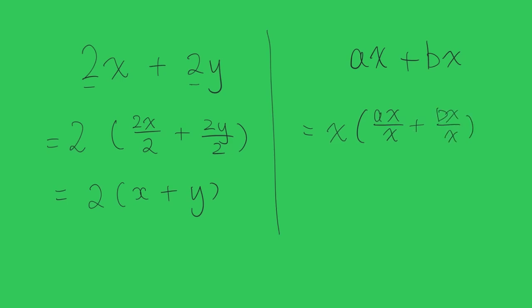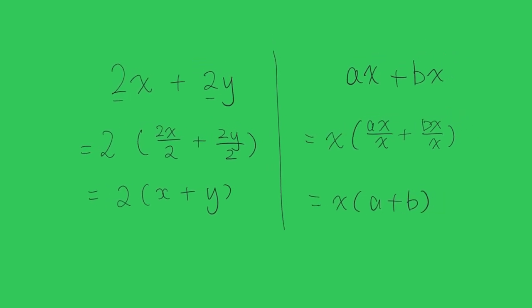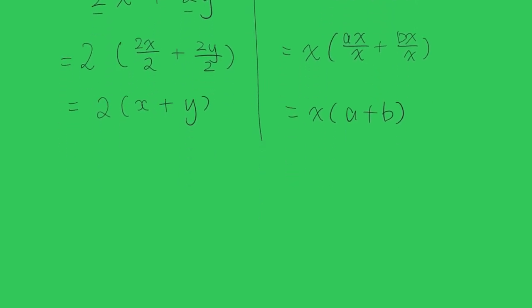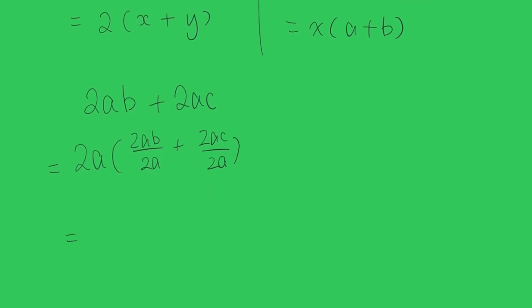Now what we have will be x times a plus b. So other than taking out numbers, other than taking out the letter, we can also take out something like the letters altogether. So now we take out 2a, and we actually have 2ab divided by 2a, add 2ac divided by 2a. When we do common factoring, it is all about division. That is why we got 2a times b plus c like this.